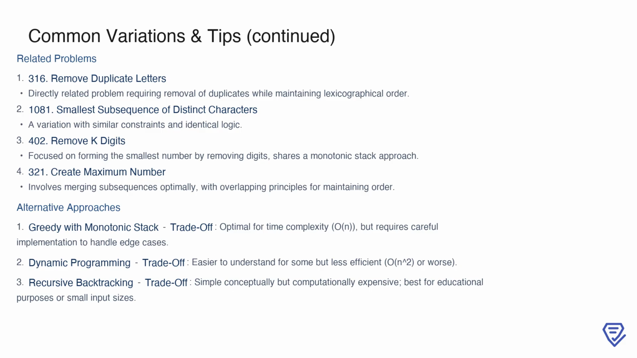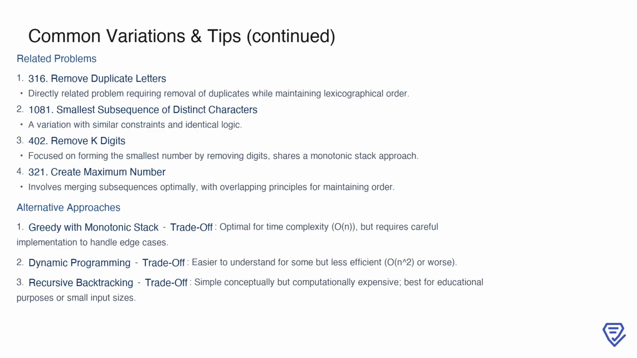Now, let's explore some related problems and alternative approaches. The most directly related problem is, of course, the one we're discussing here, 316, remove duplicate letters, where the goal is to remove duplicates while maintaining lexicographical order. Another closely related problem is 1081, smallest subsequence of distinct characters, which shares similar constraints and logic. Problem 402, remove k-digits, is a variation that focuses on forming the smallest possible number by removing certain digits, and it utilizes a similar monotonic stack approach. Lastly, problem 321, create maximum number, involves merging subsequences optimally and touches upon overlapping principles related to maintaining order.